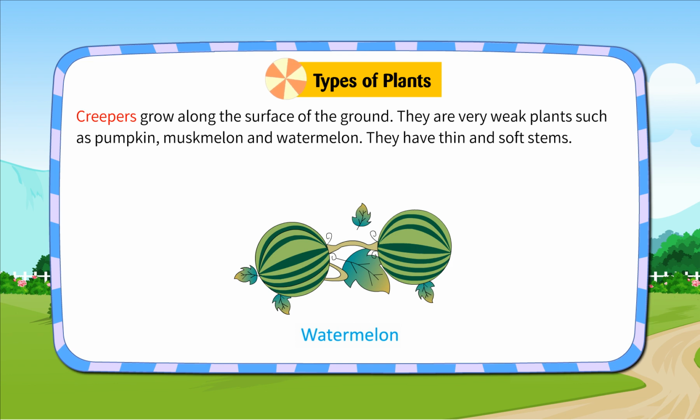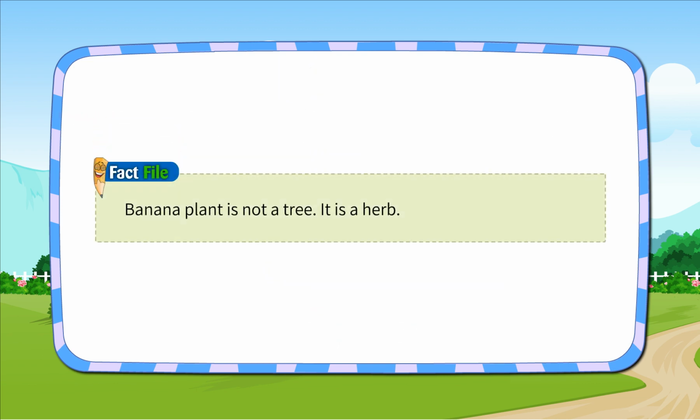Creepers grow along the surface of the ground. They are very weak plants such as pumpkin, muskmelon and watermelon. They have thin and soft stems. Fact file. Banana plant is not a tree. It is a herb.